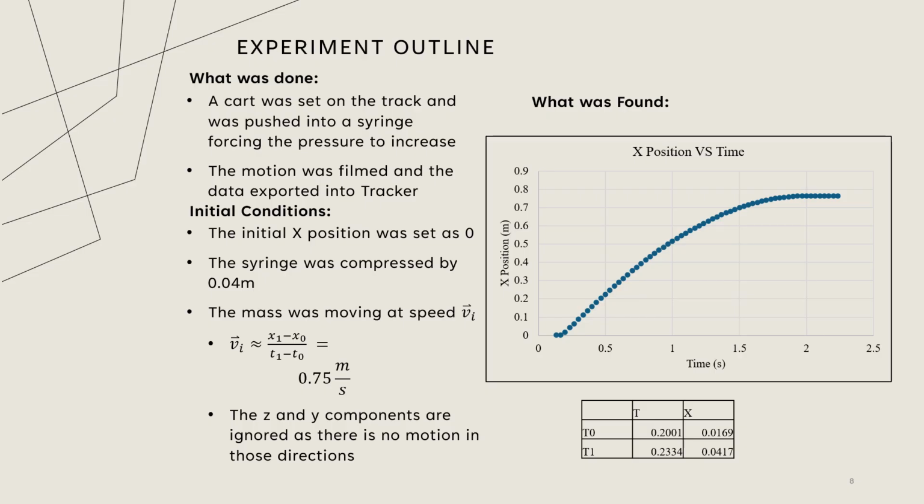For the experimental data, we took a cart and set it on a track, and we pushed it into a syringe, forcing the pressure to increase. We pressed it back and then let it go, and it went down the track. As it moved, we recorded it and exported that data into Tracker so that we could get an idea for how it moved. We set our initial x position at 0. The syringe was compressed by 0.04 meters. At the moment that it stopped being pressed on by the syringe, we called v_i, and we found that was 0.75 meters per second based on the x and t values we had. We're ignoring y and z because there's no motion in those directions, as the track only let it move in one direction.